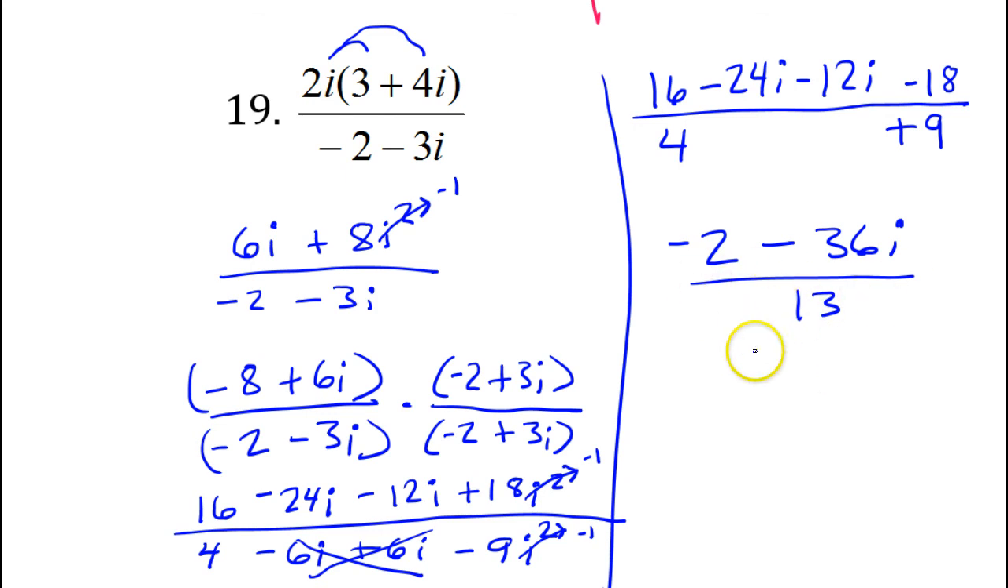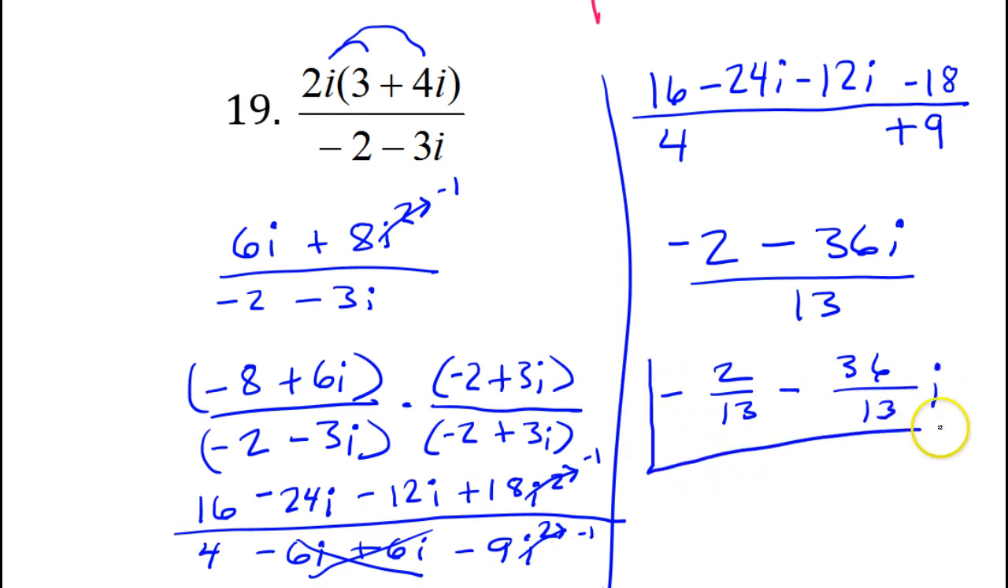Now let's separate these into two separate fractions. So I will have negative 2 over 13 minus 36 over 13i. So this will be your final answer for number 19.